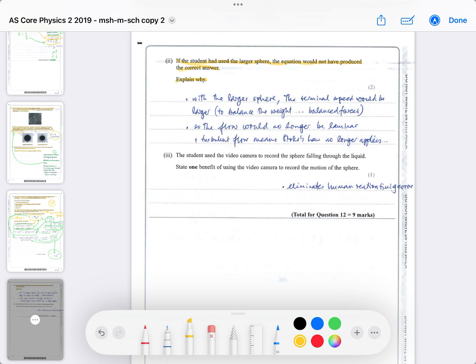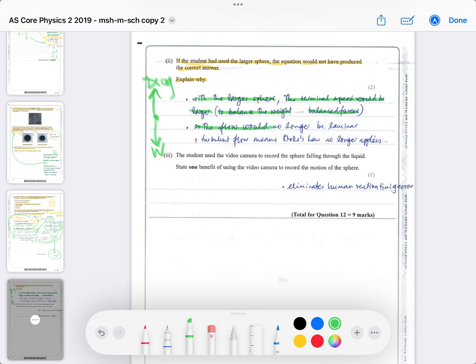Okay. Well, this is what I put. With the larger sphere, the terminal speed required would be larger. Why? Because the weight would be greater. It's heavier. So to balance the weight, you'd need to go to a higher speed for the terminal speed to create the viscous drag equal to the weight. Remember that you're going to have the weight downwards and the viscous drag upwards. And when these two are equal, then you'll have terminal velocity.